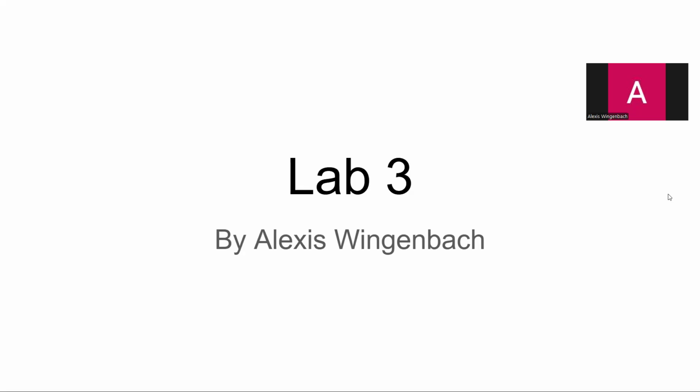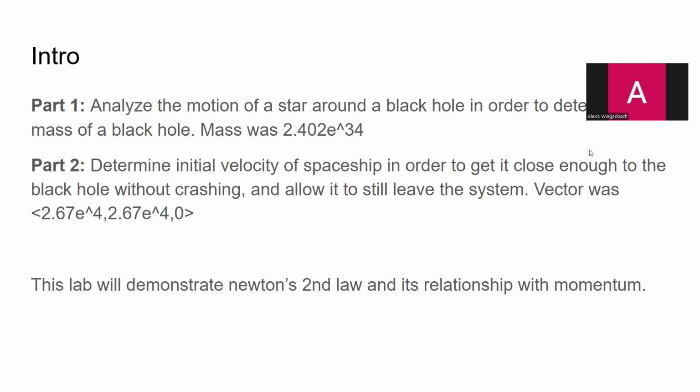This is my Lab 3 presentation. In the first part, we're going to analyze the motion of a star around a black hole to determine the mass of the black hole, and we got that it was 2.4 times 10 to the 34th kilograms. In part 2, we're going to determine the initial velocity of a spaceship in order to get close enough to the black hole without crashing, and allow it to still leave the system.